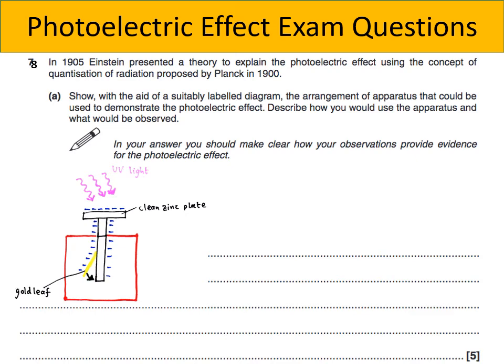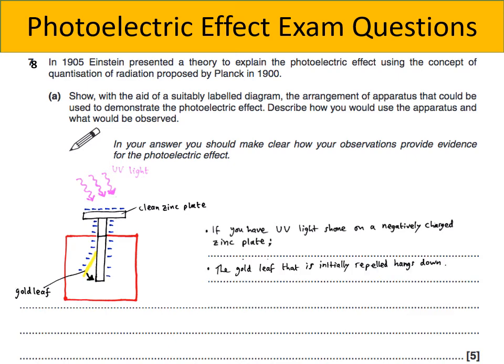I've indicated that it's negatively charged with these minus signs. Okay, I've shown the UV light photons coming in, and I've also put a little arrow on the gold leaf to show that it will hang down. So the first thing to say is, if you have UV light shone on a negatively charged zinc plate, the gold leaf that is initially repelled hangs down.